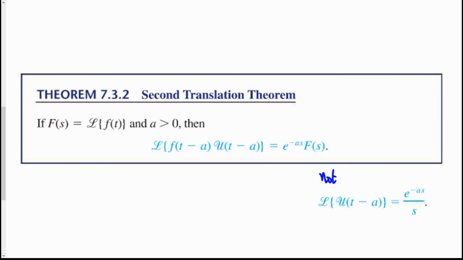So note here that f of t is 1. And so the Laplace transform of 1 is 1 over s, and that's how you get the s in your denominator.